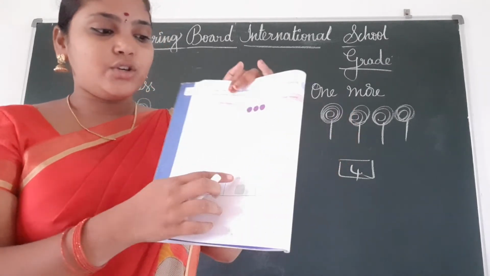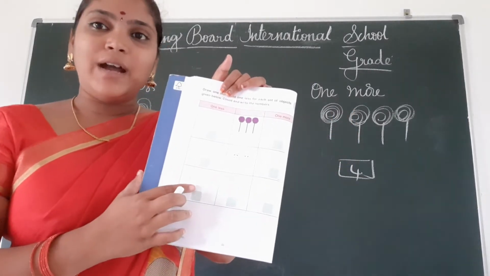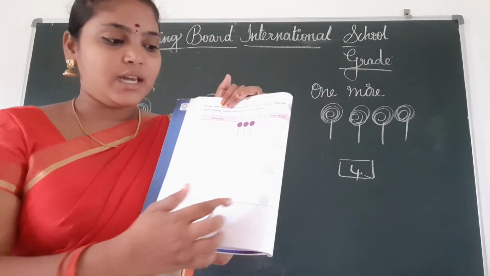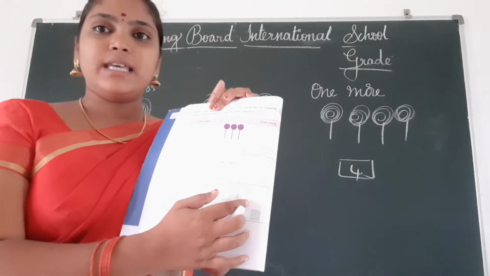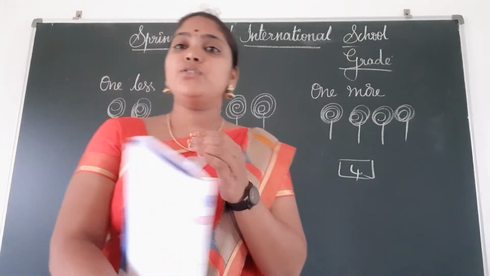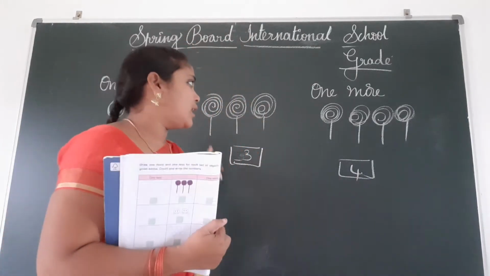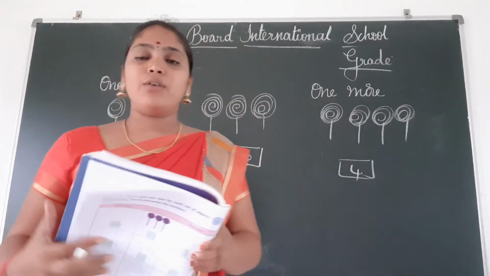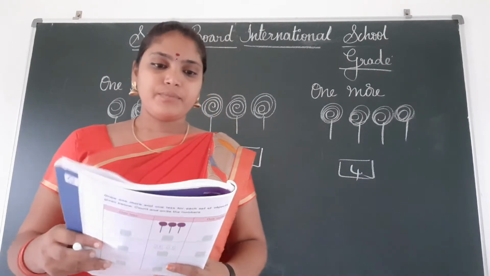Next, here given 5. So 1 less means 4. You have to draw 4 here, and you have to draw 6 here. Okay children. 1 less means you have to subtract 1 and draw, and 1 more means you have to draw 1 more.